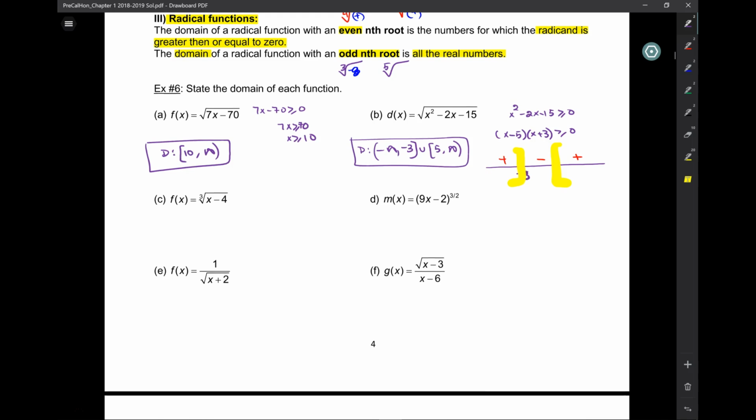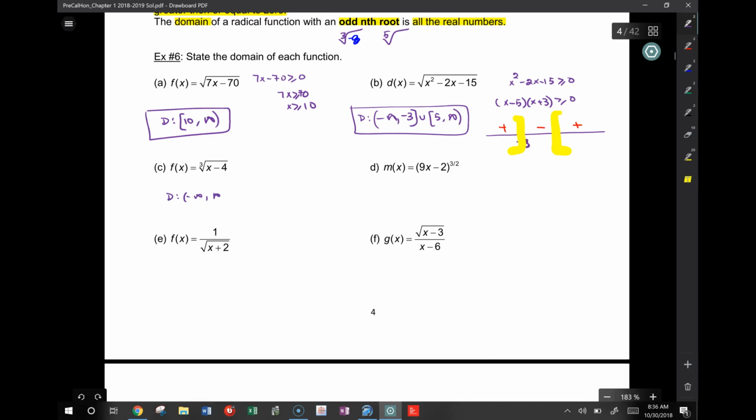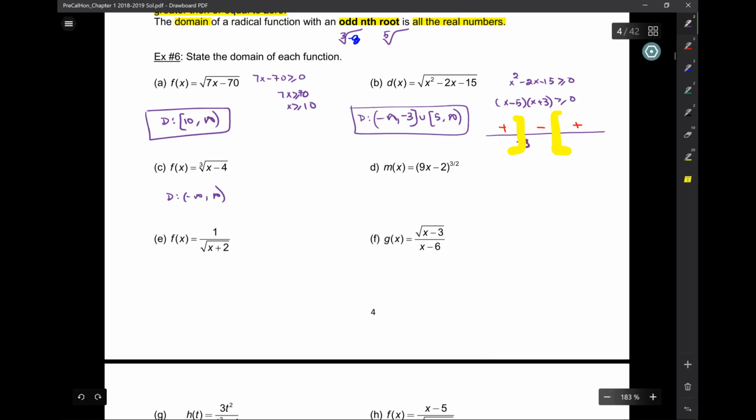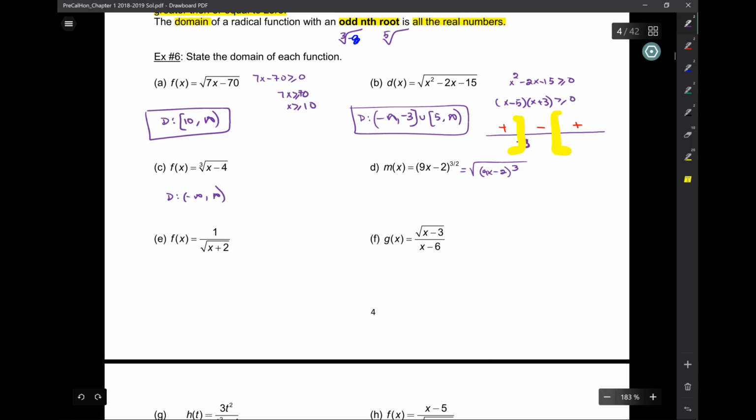Okay, here we go. Cube root of x minus 4. What do we think about the domain? All real numbers. Ooh, what about that one? What does that look like? That's the square root of 9x minus 2, cubed. Is it not the square root of 9x minus 2 and then in parentheses? Same thing. You could put the cubed underneath or outside.